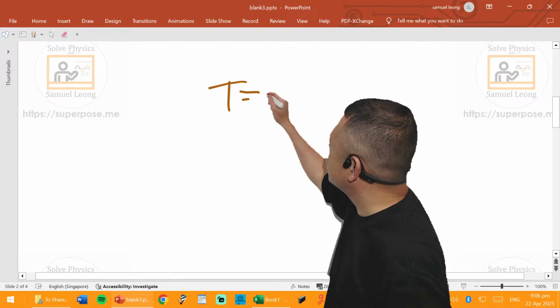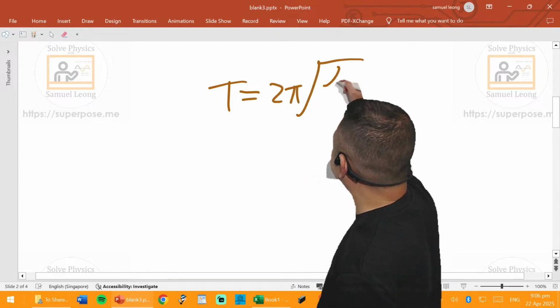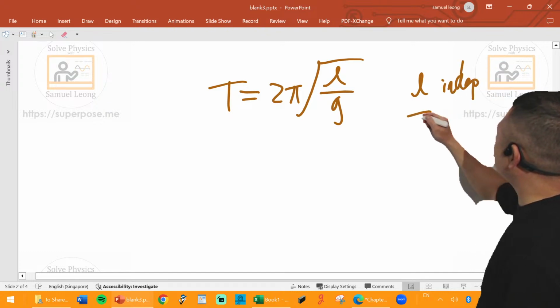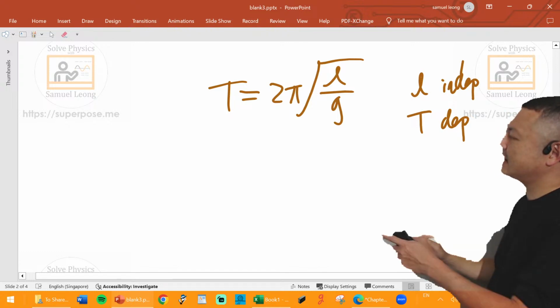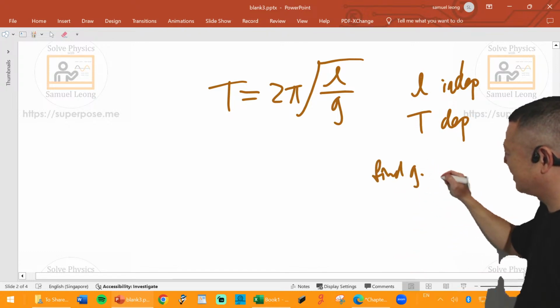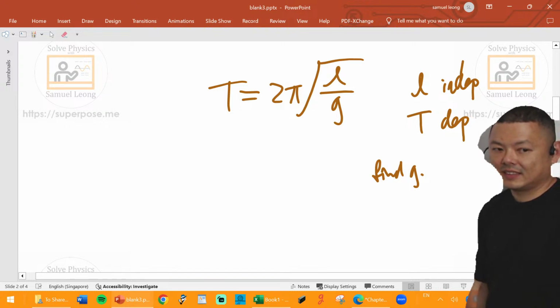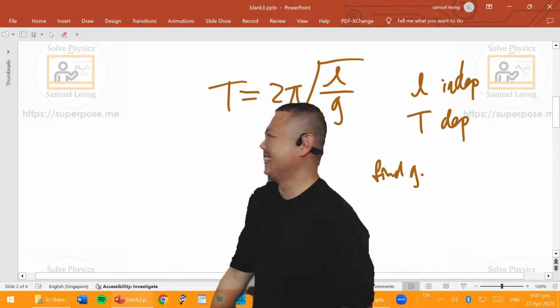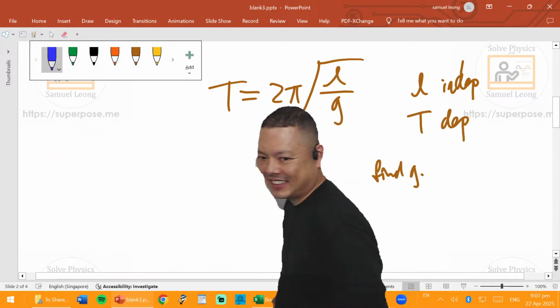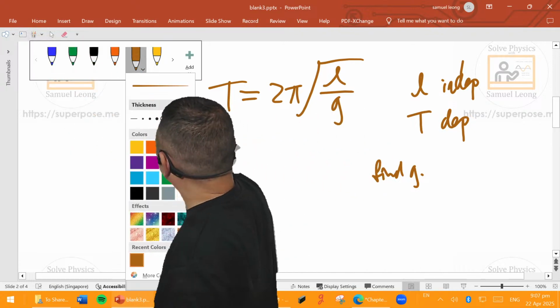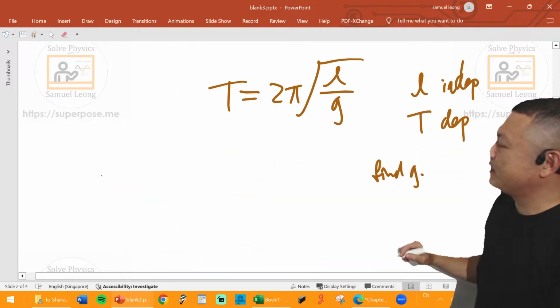Okay, I give you one. T equals 2 pi square root of L over G. I tell you that L is your independent variable, and T is your dependent variable. Okay? And I say that I want to find G. How should you plot this? Wrong. Right, like that only wrong. You cannot think too simply on these kind of things, okay?